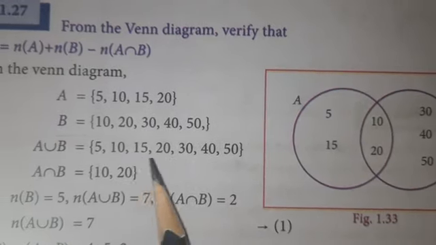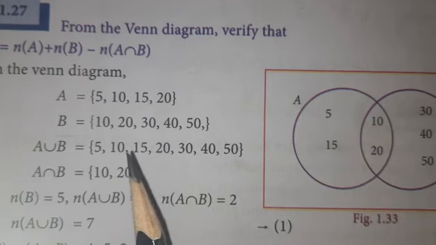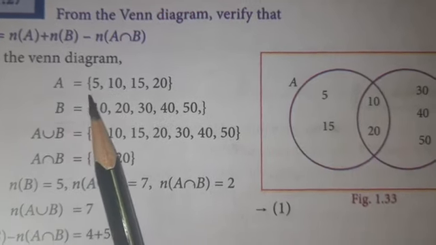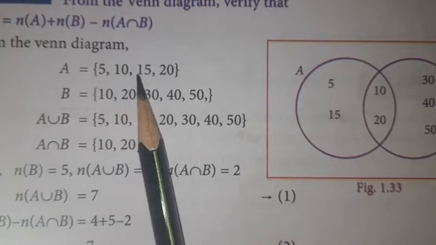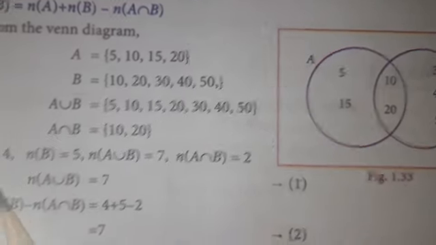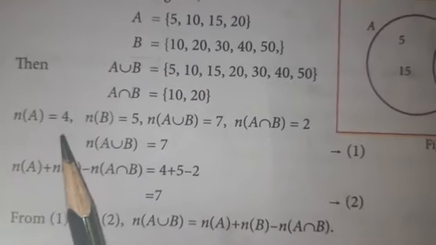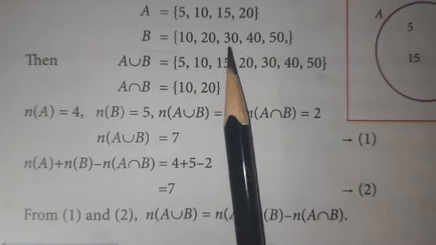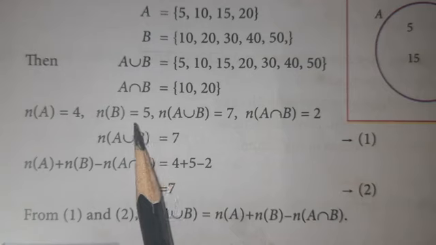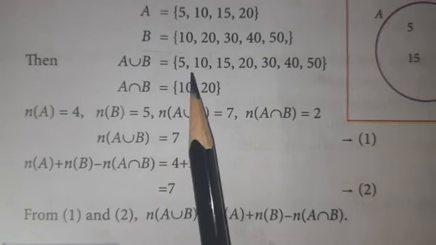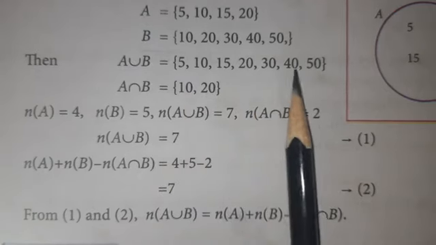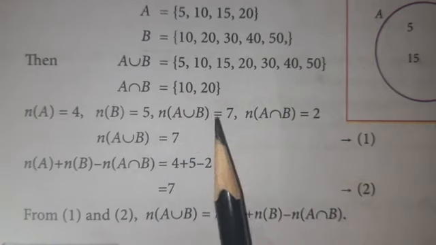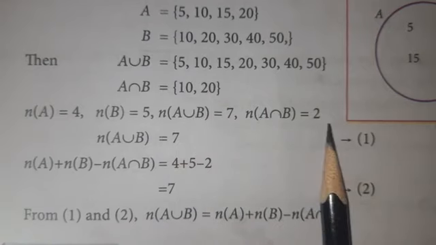We want the number of elements present in each set. So n of A, how many elements? Count this one. 1, 2, 3, 4. So n of A is equal to 4. Next, n of B. How many elements? 1, 2, 3, 4, 5. So 5. N of A union B, how many elements? 1, 2, 3, 4, 5, 6, 7. So you should write 7. N of A intersection B is 2.